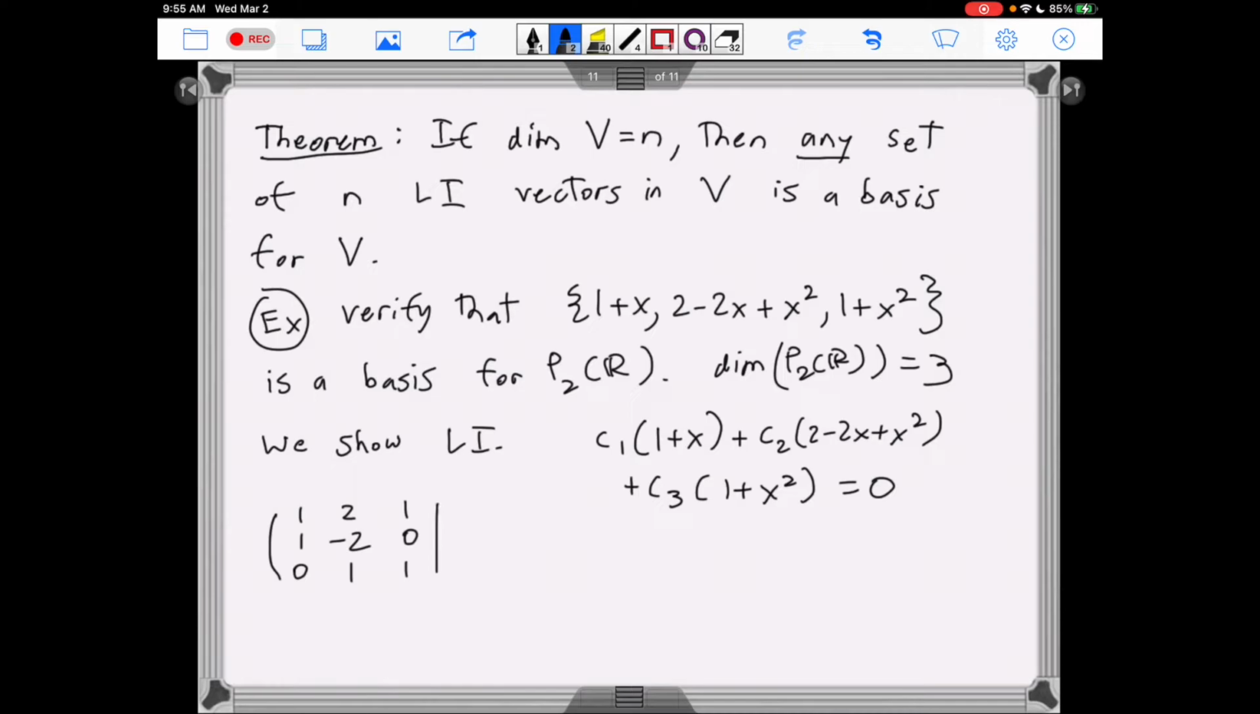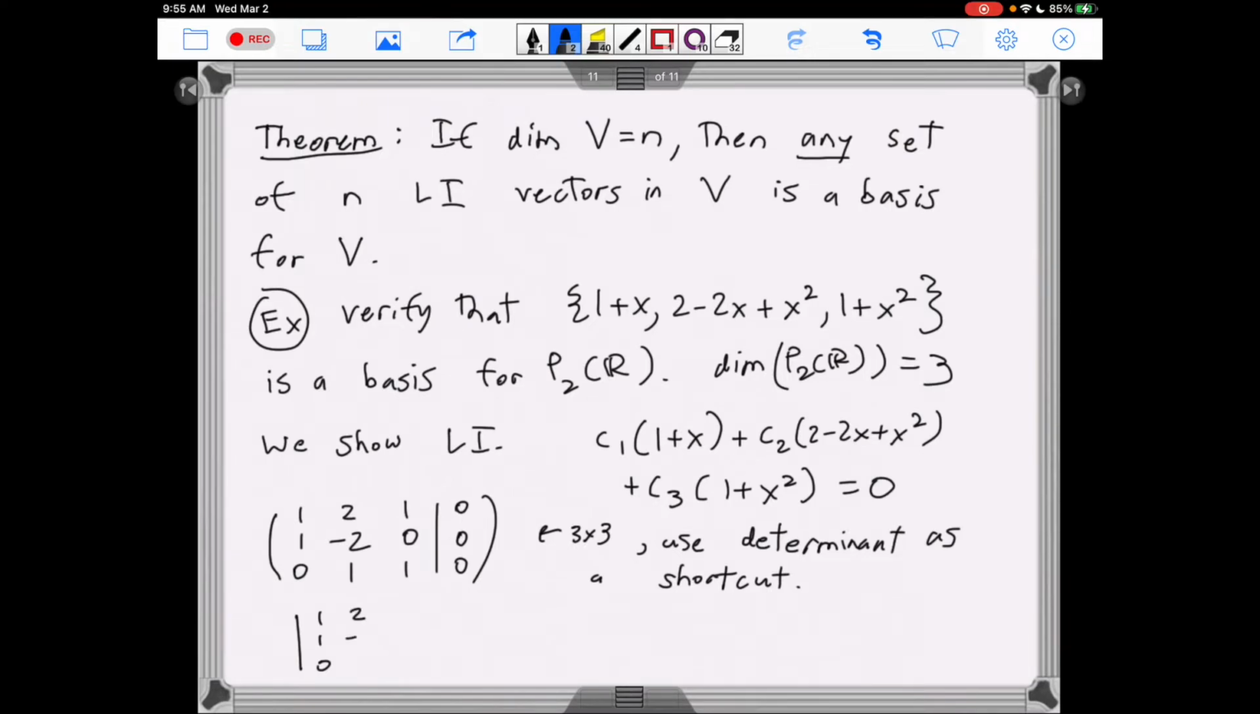So we know it's going to turn into that guy, 0, 0, 0, and we want to solve this system, but we don't actually need to solve the system. We just want to verify that it only has the trivial solution. So since it's 3 by 3, we can use the determinant as a shortcut. Okay, so let's go ahead and do the determinant of this matrix.